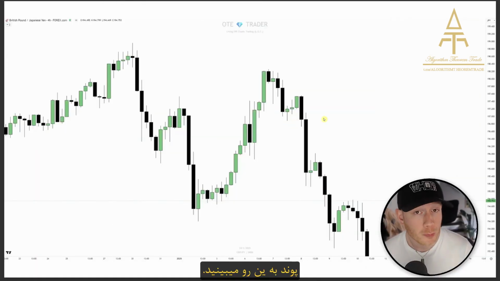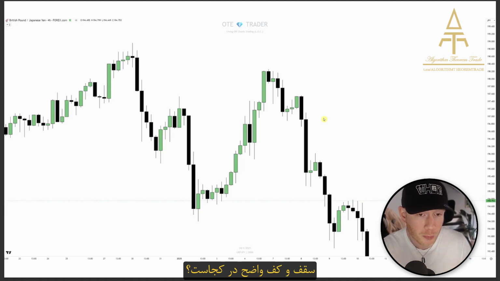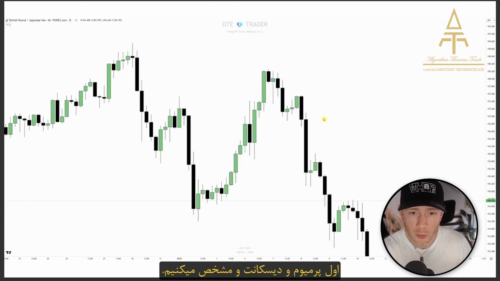So over here, we've got a GBP JPY chart. Same thing, right? We're gonna do a blank chart first. You're gonna spot on the chart where you think the obvious highs and lows are. And then I'm gonna break it down for you. So let's go to premium and discount.